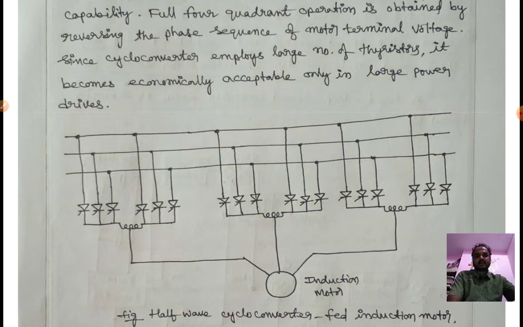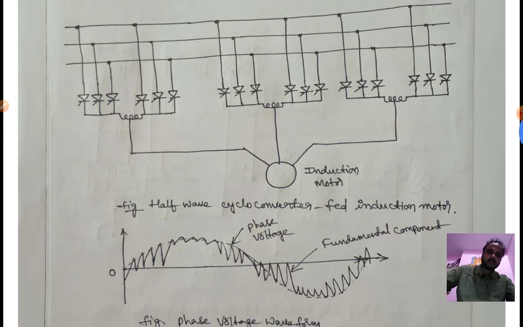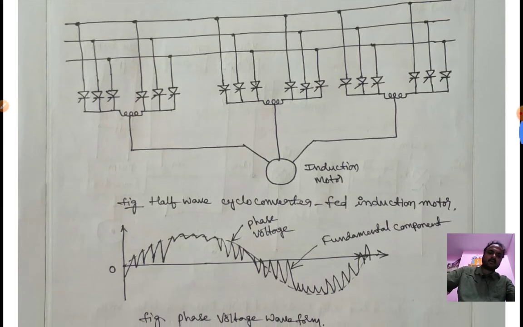Since the cycloconverter employs a large number of thyristors, it becomes economically acceptable only in large power drives. So these drives we are using for large power drives. It is not used for small rating drives, since it is more expensive and more complex. So this type of drive is used for large power rating drives.